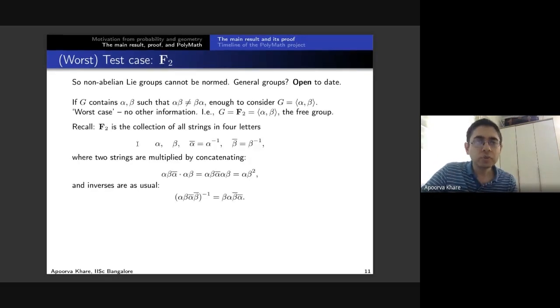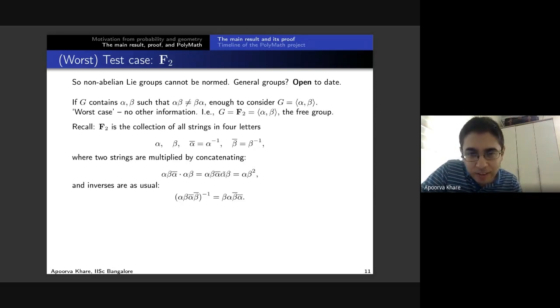So just to remind you, a free group on two letters is a very fundamental object in group theory and in geometric group theory. It is just a collection of strings in four letters, alpha, beta, and because it's a group, you have alpha inverse and beta inverse. And you multiply two strings by concatenation. This is just a collection of all words in this alphabet. So alpha, beta, alpha bar, I will keep writing alpha bar for alpha inverse, times alpha, beta is the concatenation.